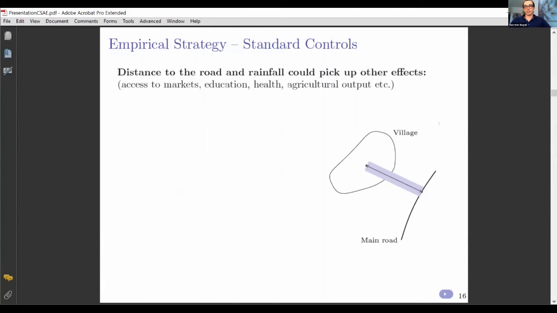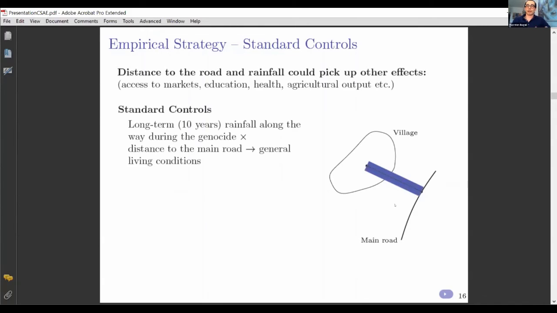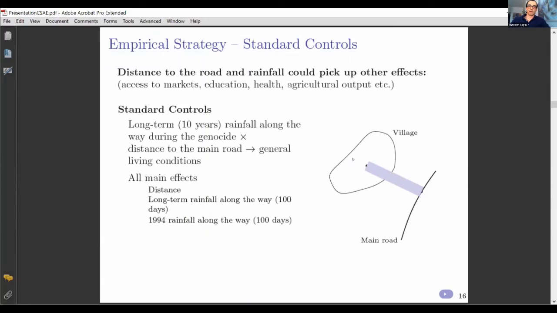So this is here the instrument, stylized picture. The most important control is going to be the same interaction, but instead of using those 100 days in 1994, I'm using long-term average rainfall from 10 years back. That takes care of general living conditions. If there's a place that always receives a lot of rainfall and is far away from health centers, education centers, etc., a place that's doing poorly, I'm going to pick it up with this control, okay? And obviously I'm controlling for all the main effects, the distance by itself, the rainfall by itself.